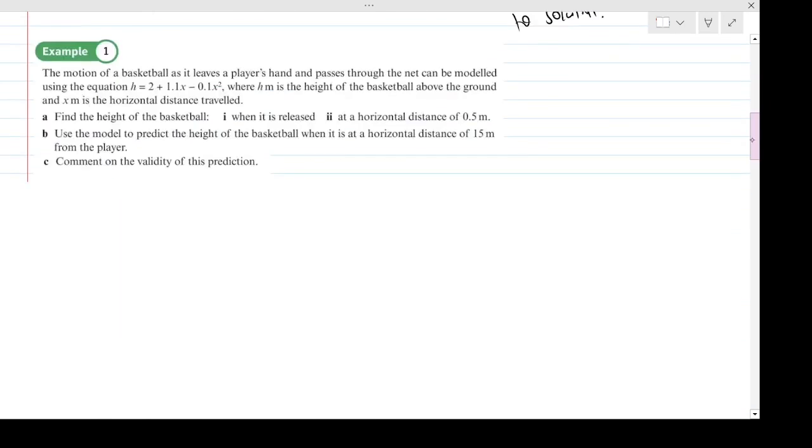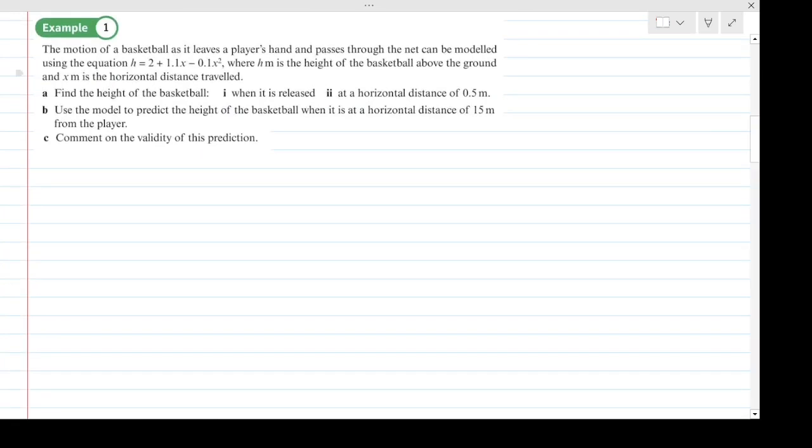So that's the idea. So what we could do then is now look at some examples of modelling in action. We are told the motion of a basketball as it leaves the player's hand and passes through the net can be modelled using the equation h is 2 add 1.1x minus 0.1x squared. So h is the height of the basketball above the ground, and x is the horizontal distance.